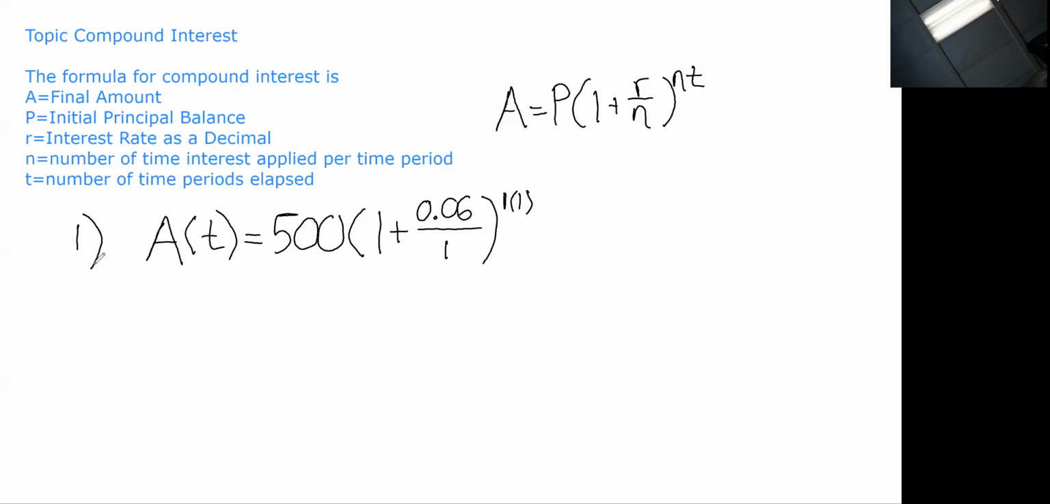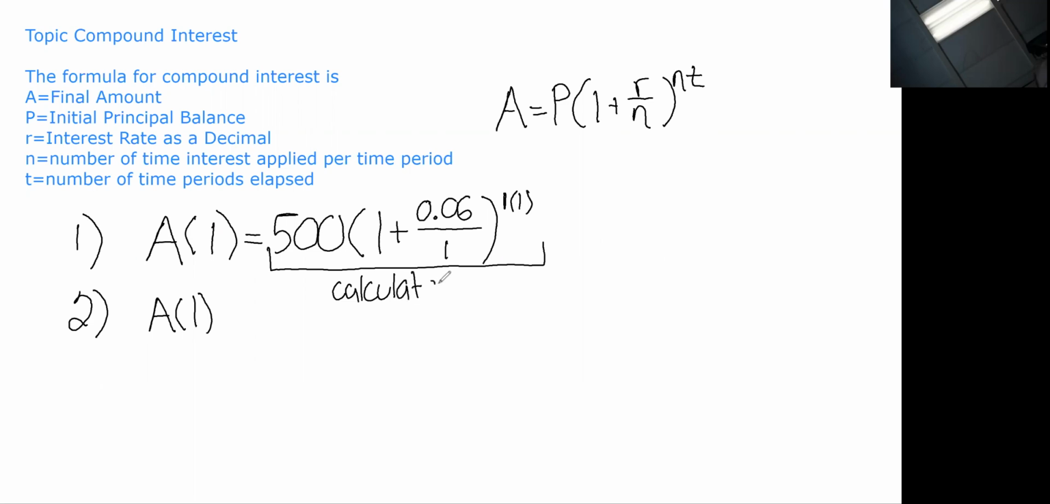Calculate the amount of money in Helen's savings account at the end of 1 year. So we change the t to a 1, and we're going to solve it. We're going to plug this into our calculator, and you should find that A of 1 is $530.